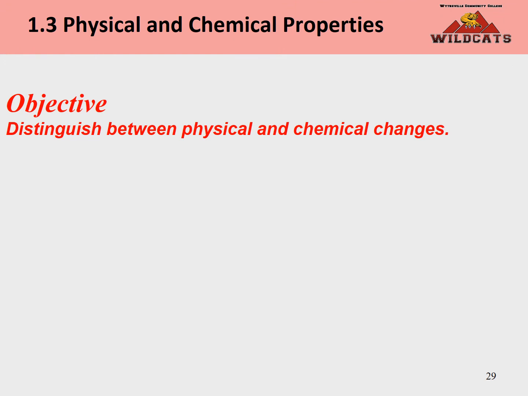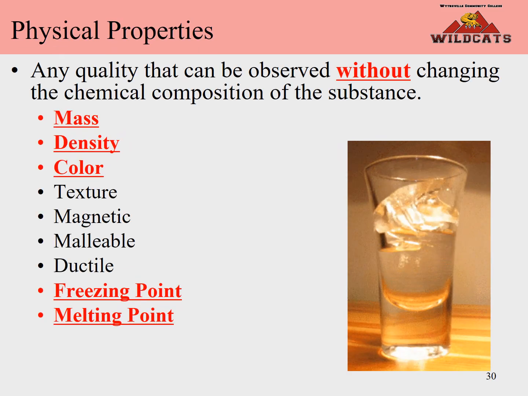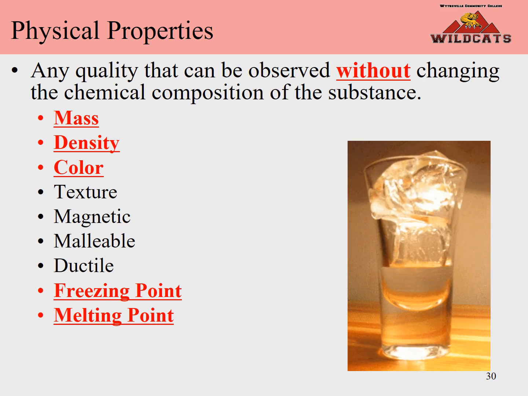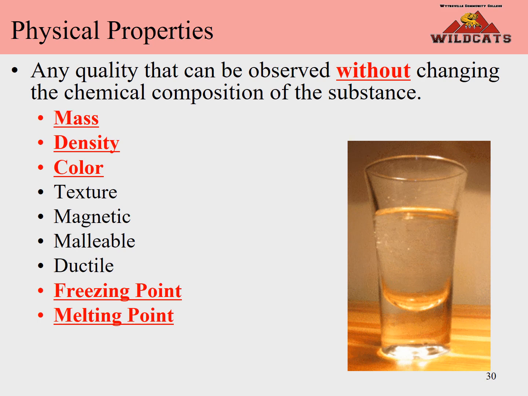Okay, so this is section 1.3, physical and chemical properties. Basically, the objective of this is to distinguish between physical and chemical changes, but in order to do that, you have to know something about the physical and chemical properties of the substances to begin with. So we take a look at physical properties. It's any quality that can be observed without changing the chemical composition of the substance. Okay. So if you look at the graphic on the right, you'll see that the ice is melting into the cup, but we start out with solid water and we end up with liquid water.